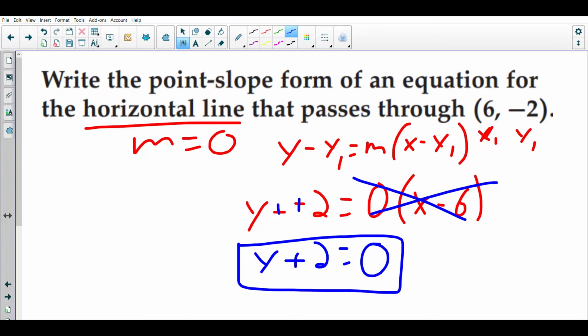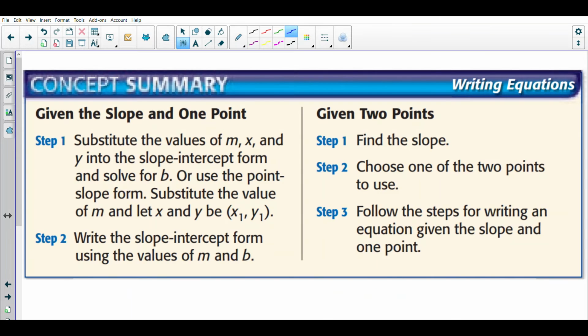Okay, fairly simple. All right, so given the slope and 1 point, we would substitute our values in and then write the slope intercept form using m and b. All right, so given 2 points, find the slope and choose one of the 2 points to use. Follow the steps for writing the equation given the slope and 1 point. So just some basic things to look at.